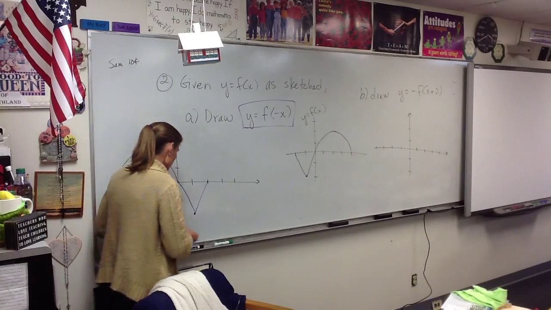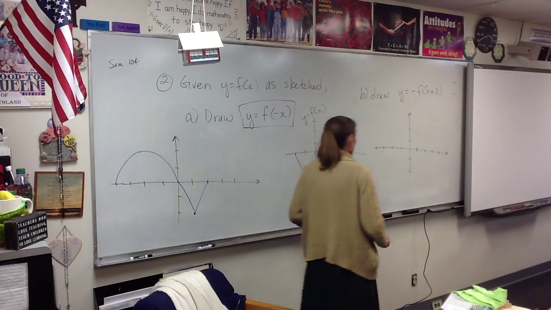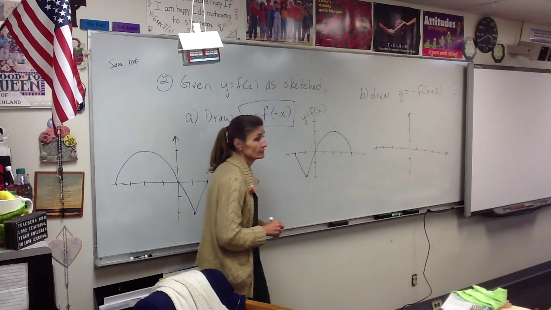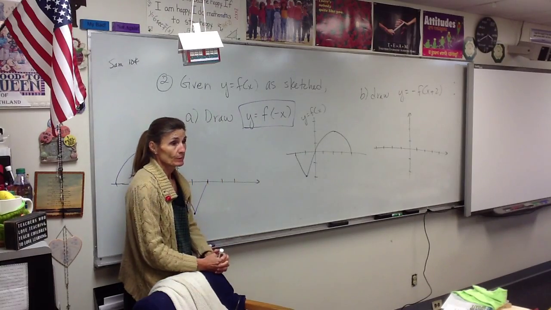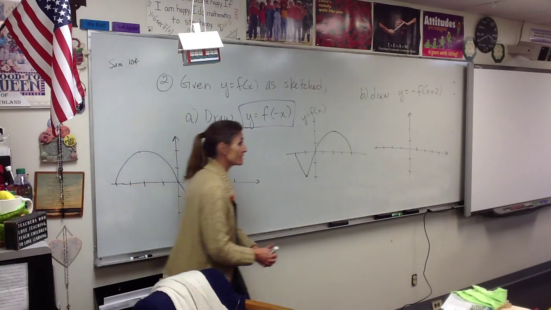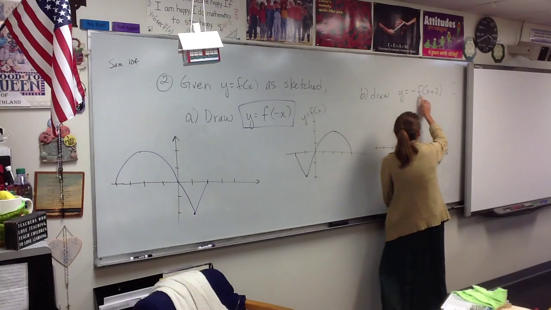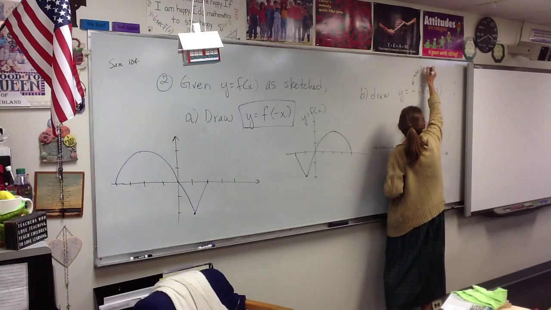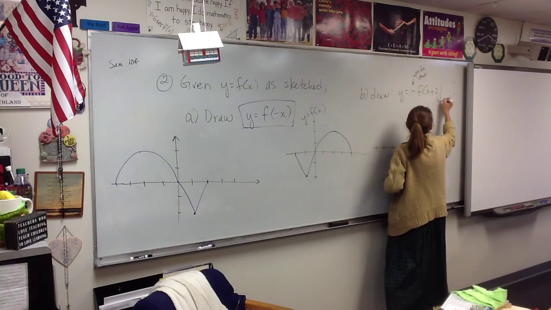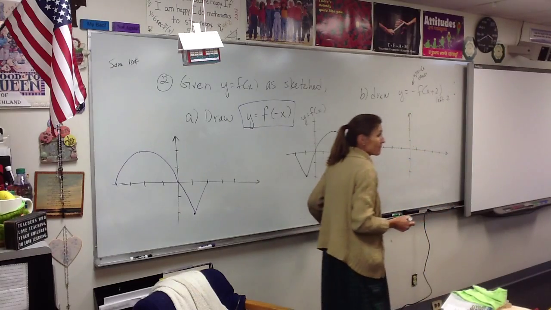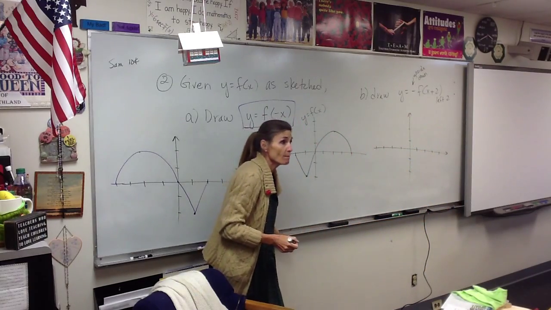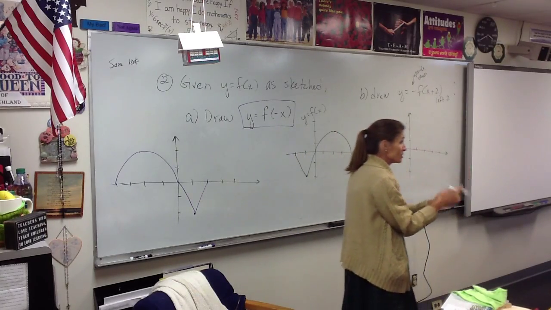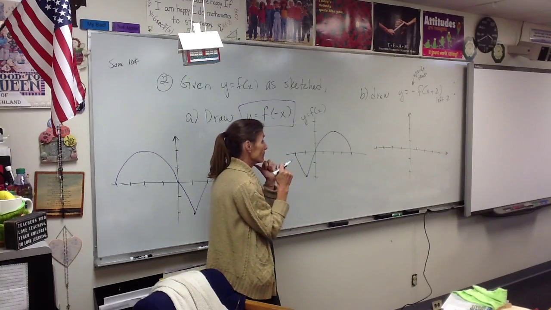Okay, what about the next one? Well, this one's tougher because there's 2 things going on. What are the 2 things that are happening in this problem? Upside down and left 2. She is right on target. That's what's happening. You have to remember that if it's inside with the X, it goes the opposite way. So X plus 2 actually backs up.